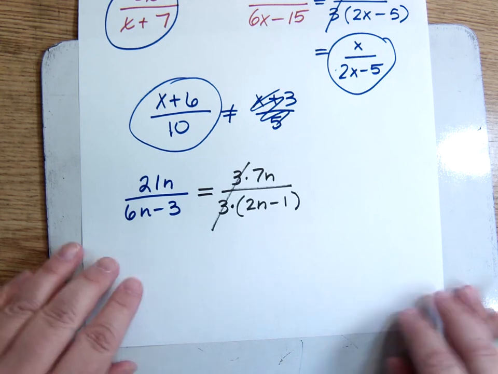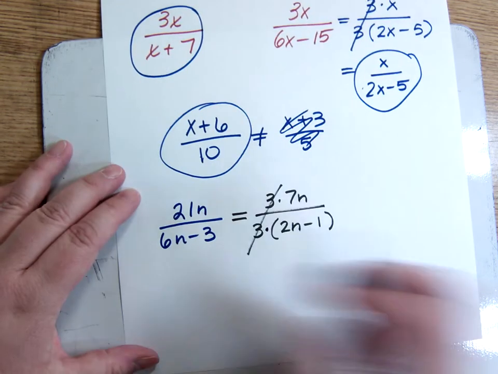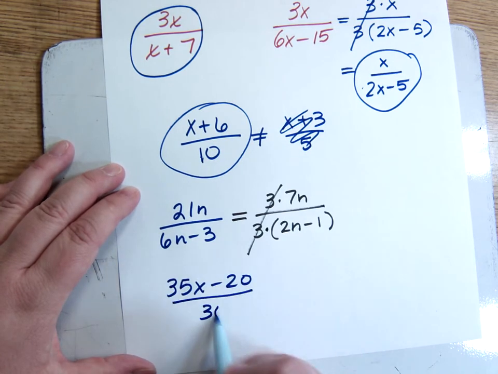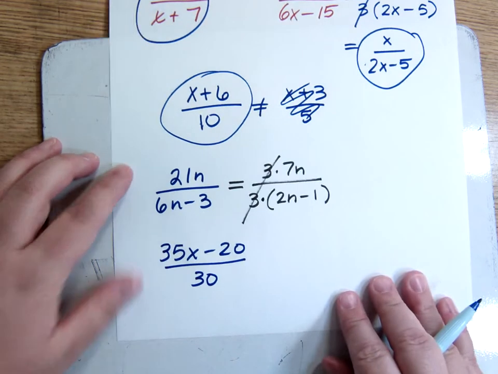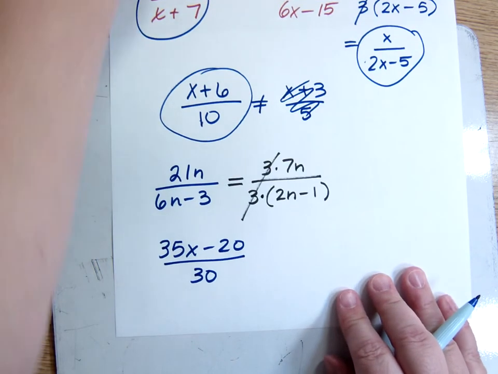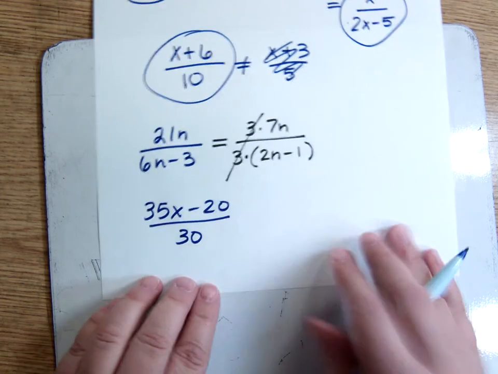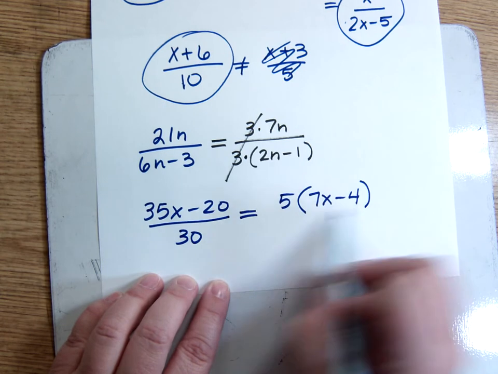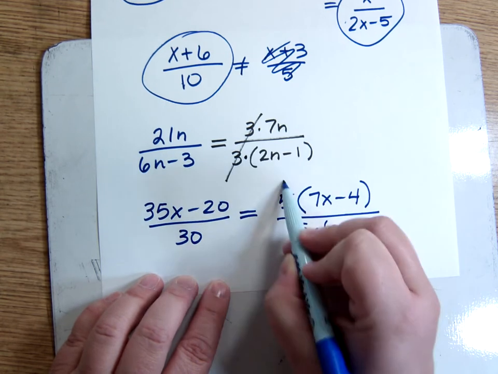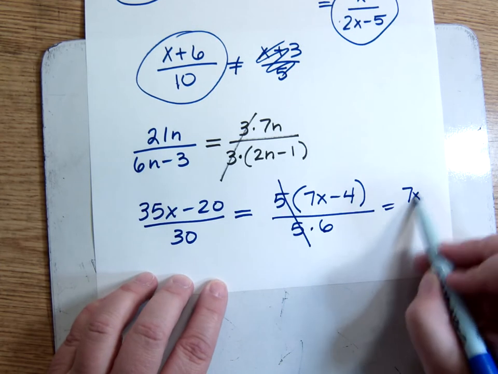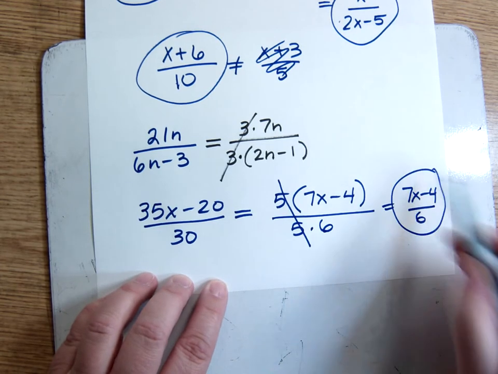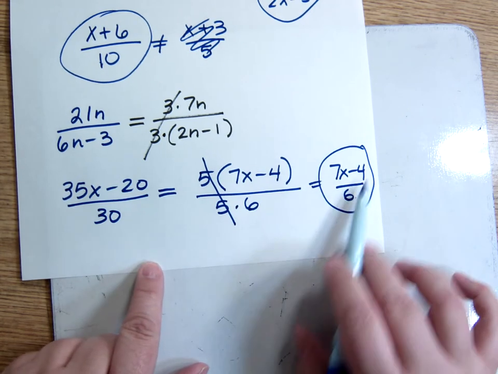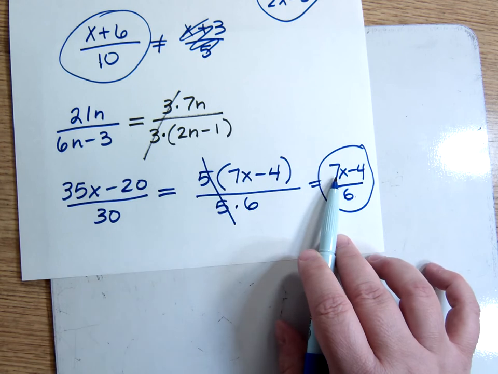Let's try another one. How about 35x minus 20 over 30? Well, thinking about what goes into 35 and 20 and 30, I'm pretty sure 5 goes into all of them. So I'm going to take a 5 out and say that's 5 times 7x minus 4 on top, and in the denominator it's 5 times 6. So it's just 7x minus 4 over 6. I cannot reduce the 4 over 6. What would I want to take out of 4 and 6? I'd want to take a 2 out, but there's no 2 that comes out of 7. So I'm stuck.